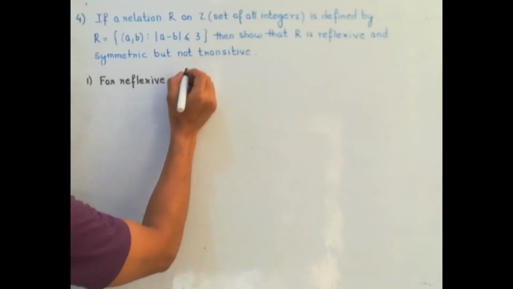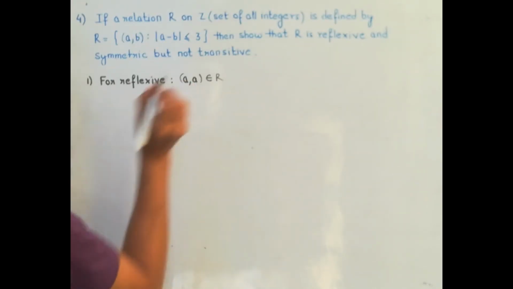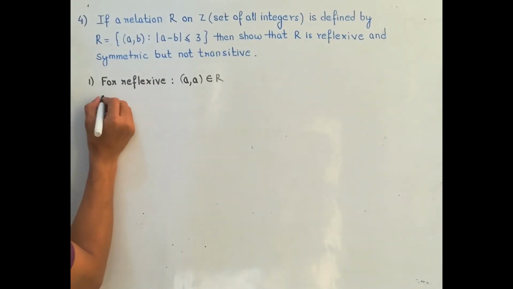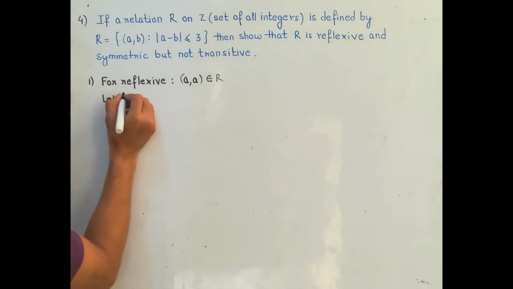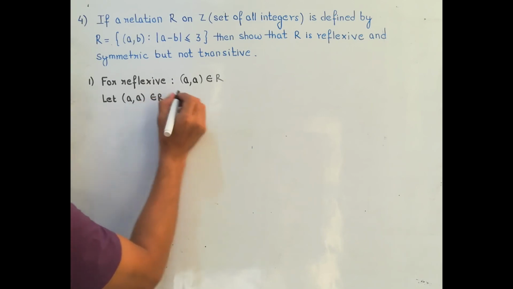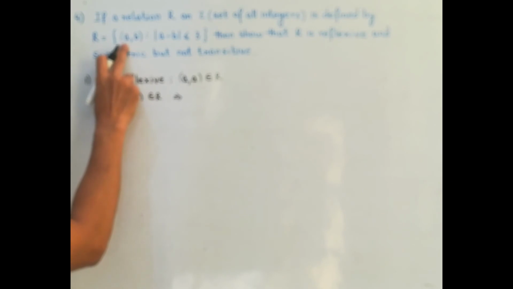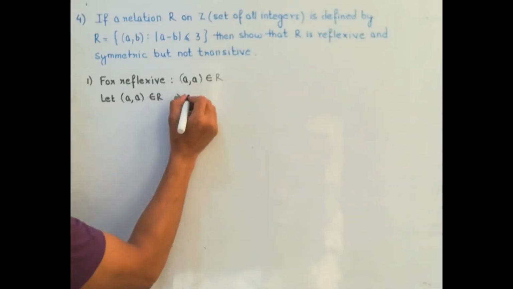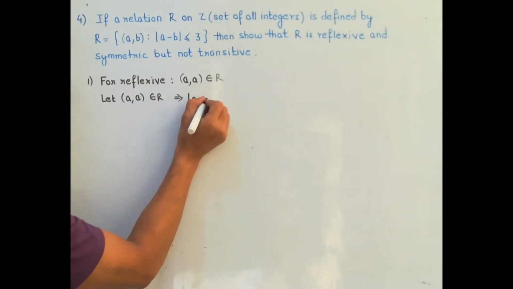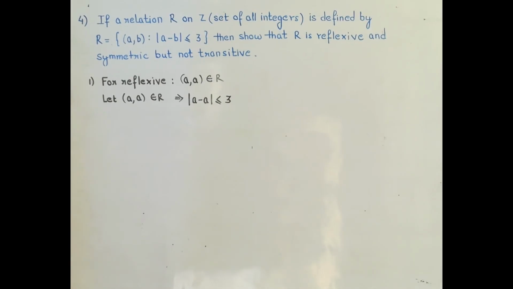Now for reflexive, let us prove it. So here for a comma b, the relation is mod a minus b less than or equal to 3. So for a comma a, we can write it like this.